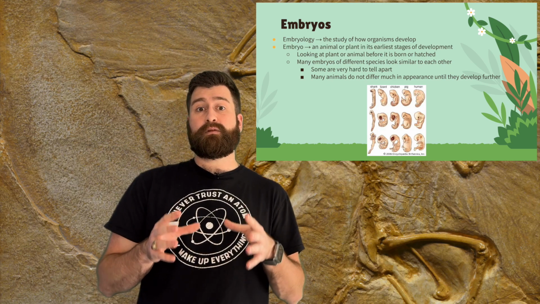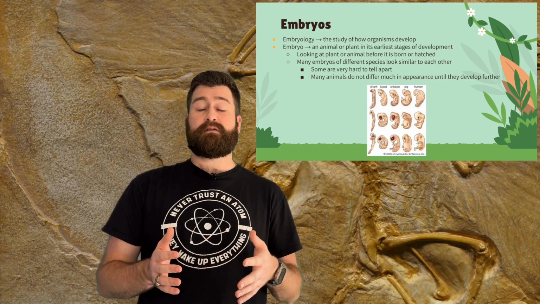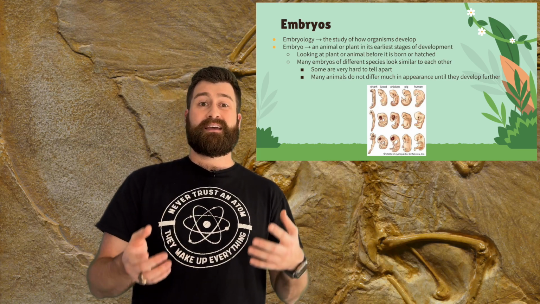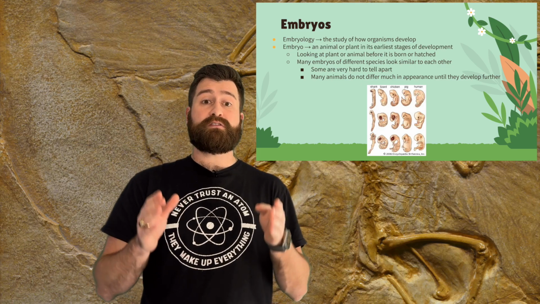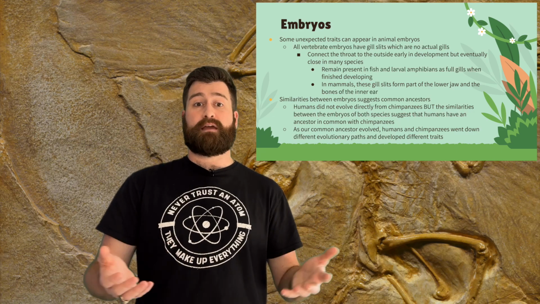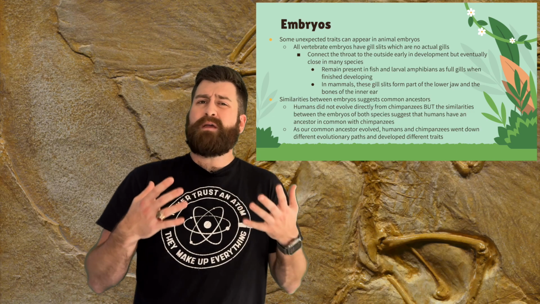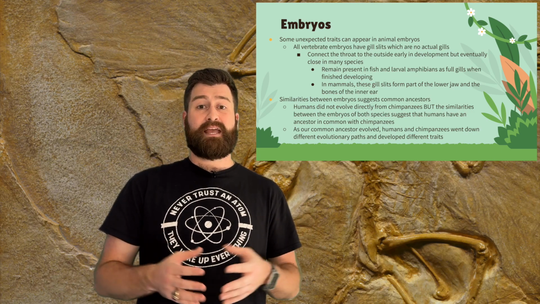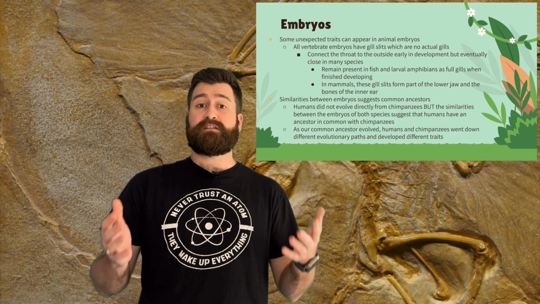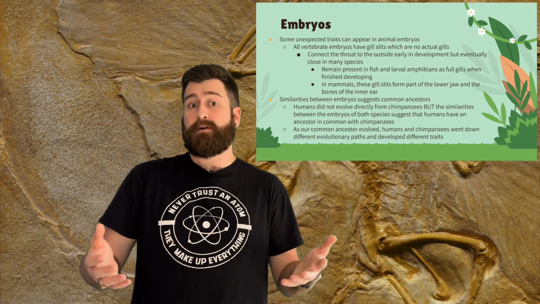Now, many animal embryos do not differ much in appearance until they develop further, towards the end of the gestational period. That being said, some are also still very hard to tell apart, and there can be unexpected traits that appear in animal embryos. But what do I mean by unexpected traits? I mean that embryos can present traits that are not seen in the organisms after it has passed through its gestational period and is born.